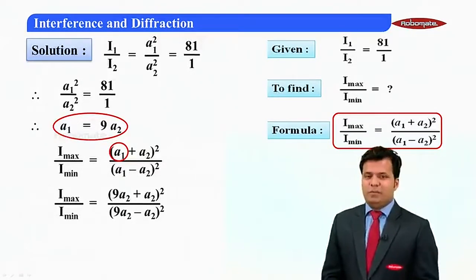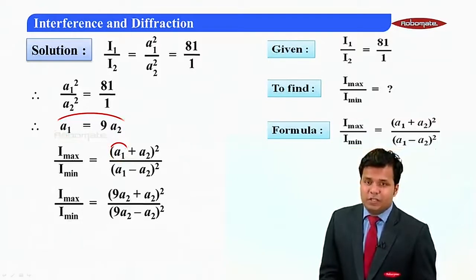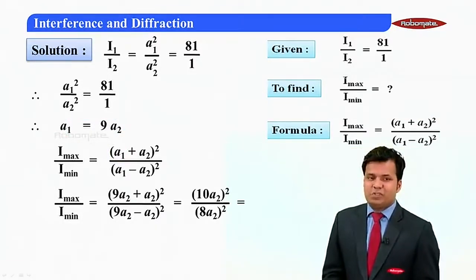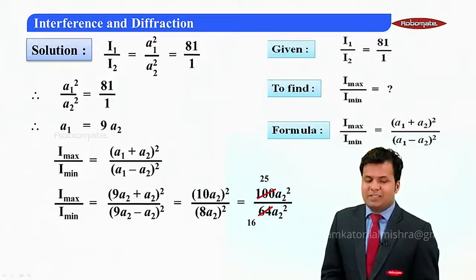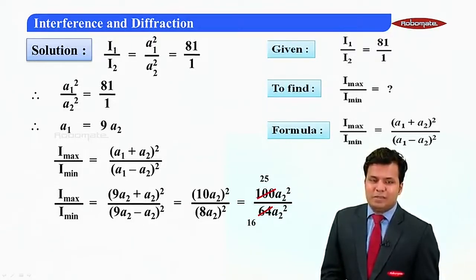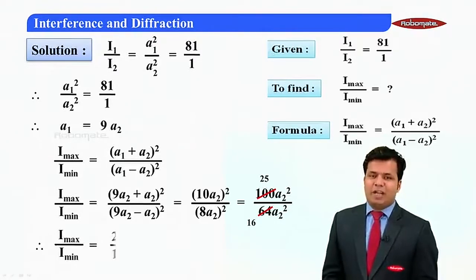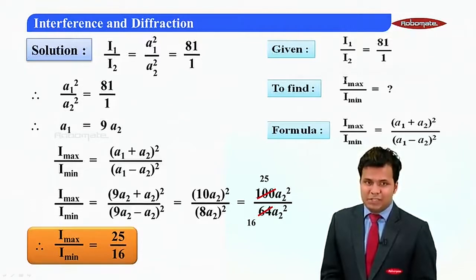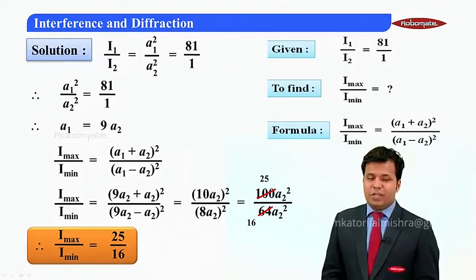By doing this simple mathematical operation, we can say I max upon I minimum is equal to 10 times of A2 square upon 8 times of A2 square. 10 square is 100, 8 square is 64. By simple multiplication and division, we can say I max upon I minimum would be equal to 25:16. So this is the numerical to find out the ratio.